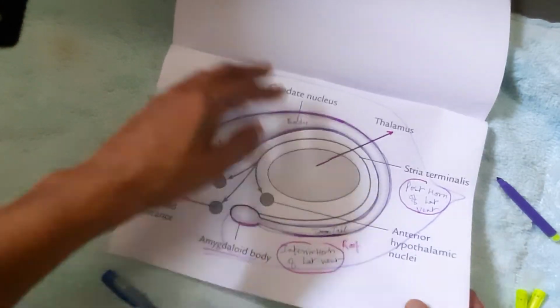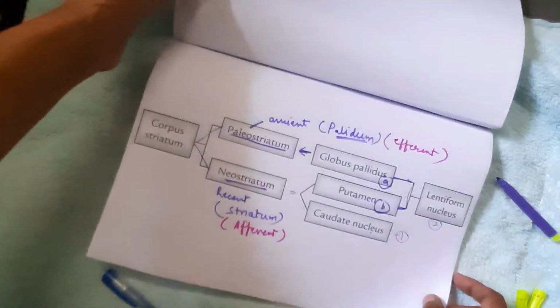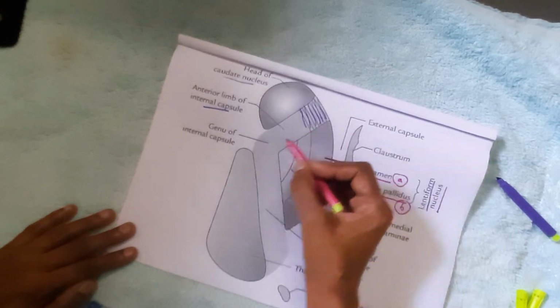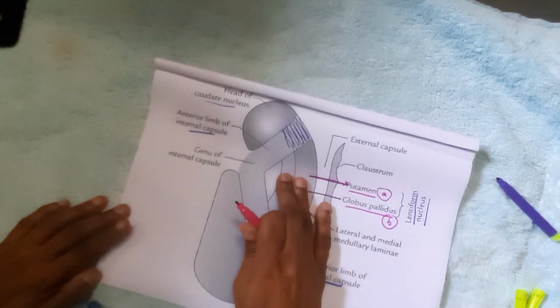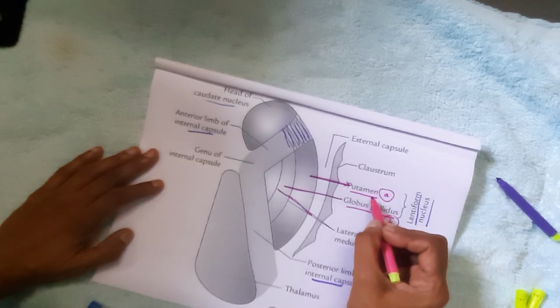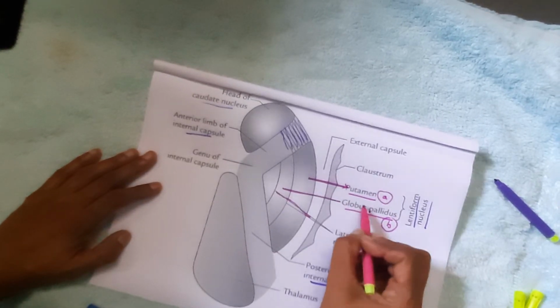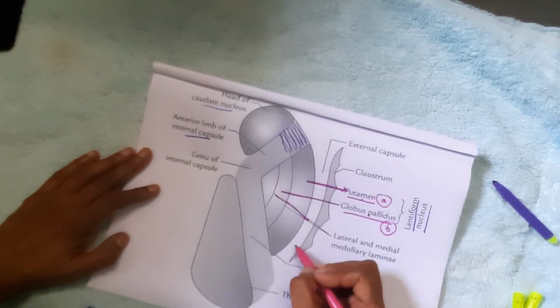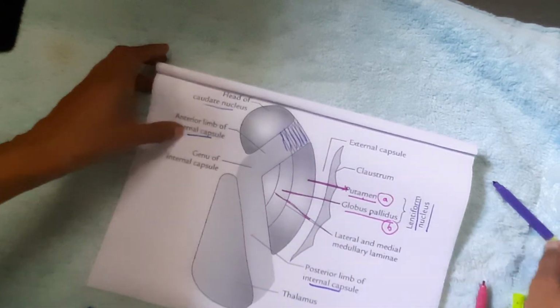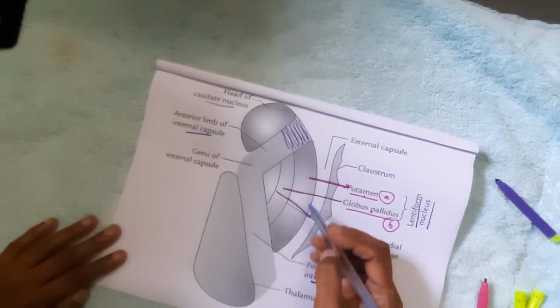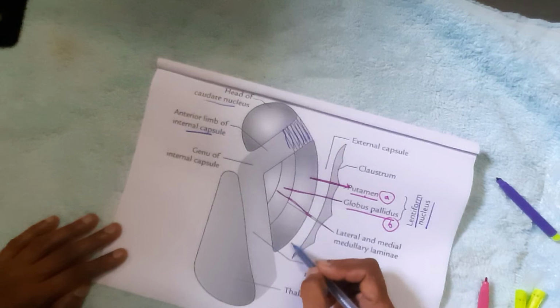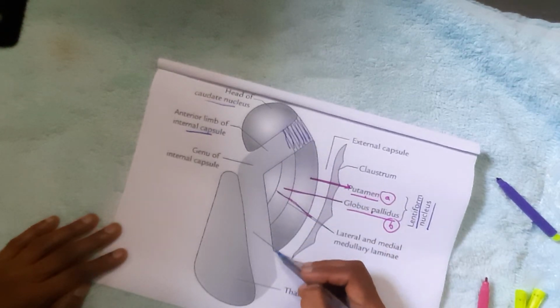Now we discuss the lentiform nucleus. We discussed the caudate, now we come to the lentiform nucleus. As already told, the lentiform nucleus consists of two parts. The medial one is the globus pallidus and the lateral one is the putamen. The lentiform nucleus is biconvex in shape. It has three surfaces: this is the lateral surface, this is the medial surface, and this is the inferior surface of the lentiform nucleus.